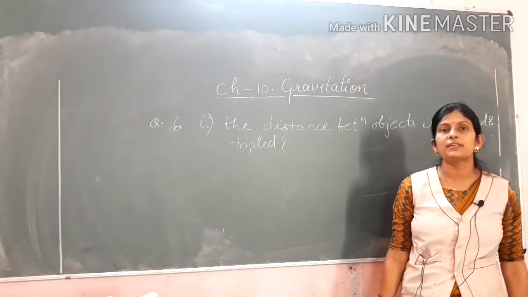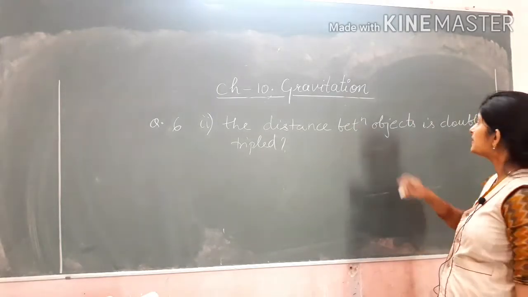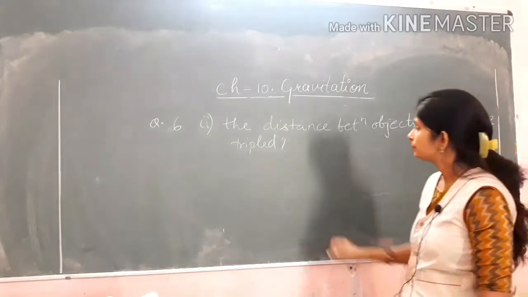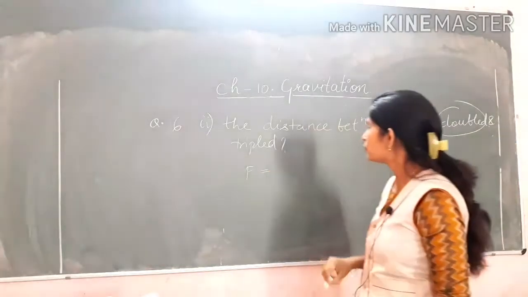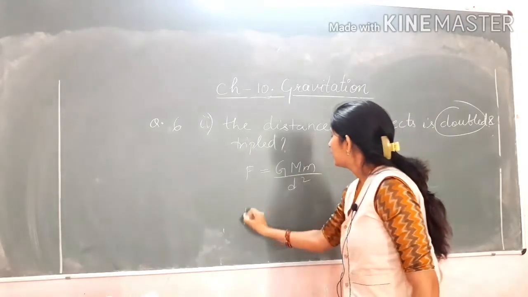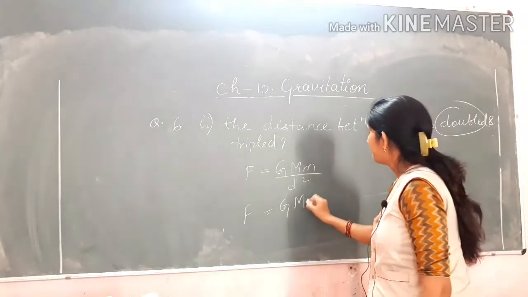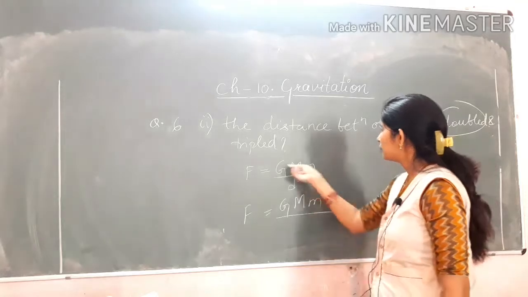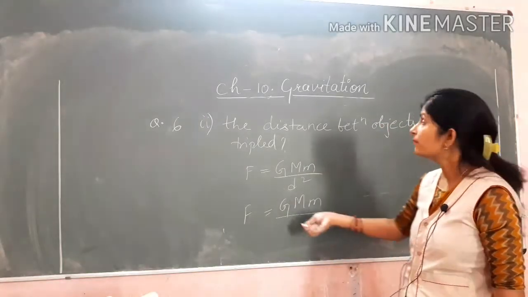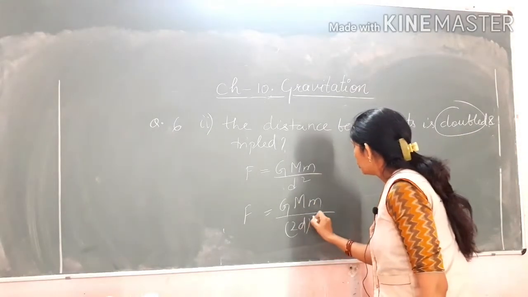Second part of question number 6. What will happen if the distance between objects is doubled? So gravitational force is G M into m upon d square. Gravitational force is G M into m upon d, because they are constant. d means distance. Distance is doubled. So in place of d we can write 2d whole square.